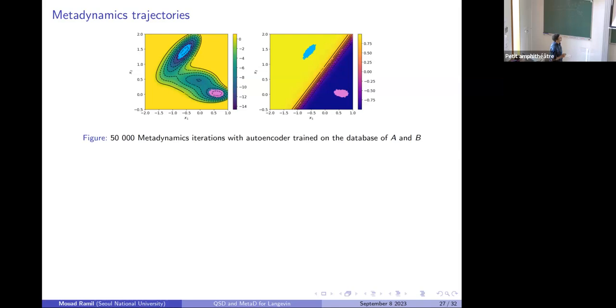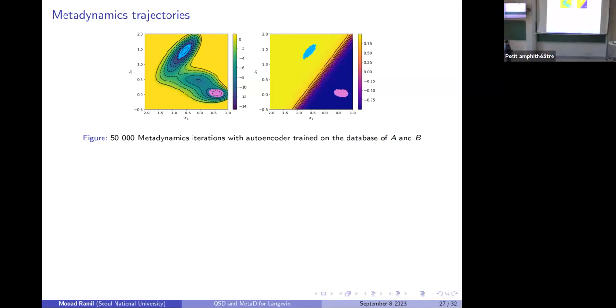So what we do then: we have some data we sampled on A and B, and we train an autoencoder to obtain the collective variable. We obtain a collective variable which gives us pretty much some constant value here, another constant value here, and it brutally increases in between.